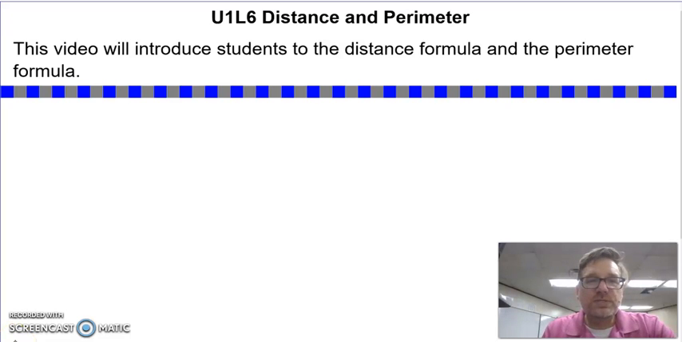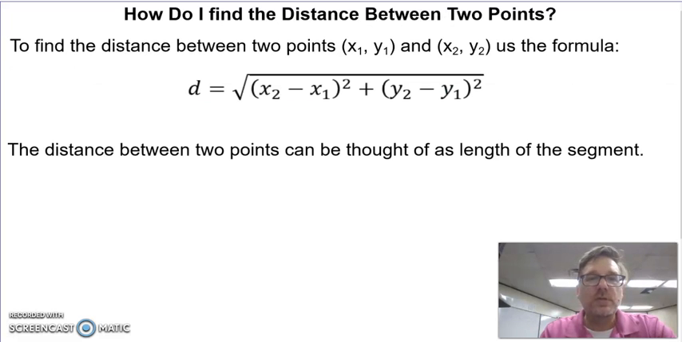Hello everybody, so in this video we will talk about our distance formula and perimeter and how they relate to each other. So if I give you 2 points, and we're going to call these points x1, y1, and we're going to call them x2, y2, we're going to use this formula to find distance. We're going to take x2 minus x1 plus y2 minus y1.